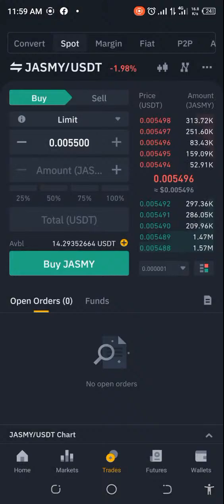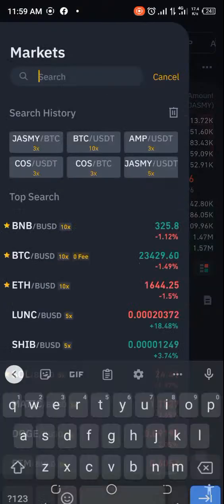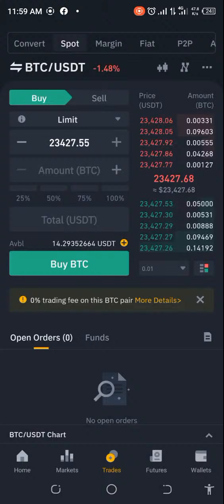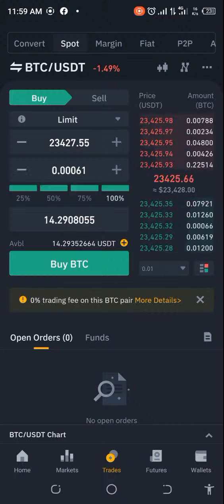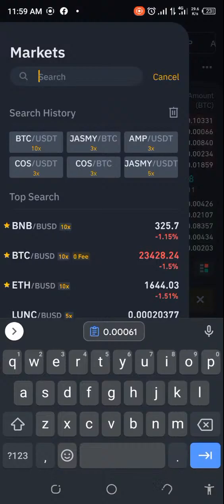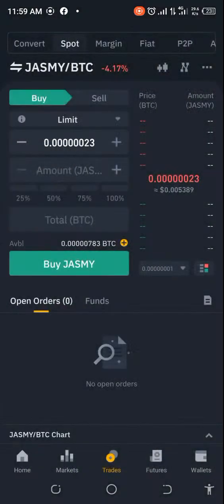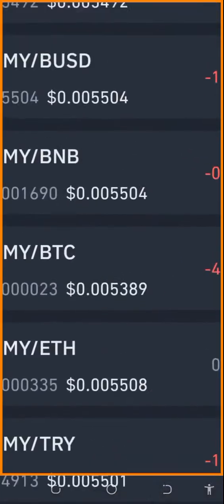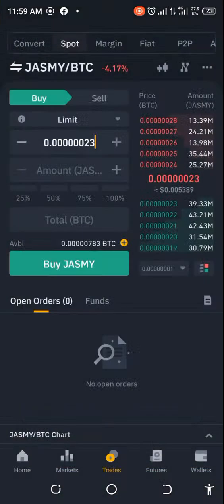So first of all, I'll have to buy BTC. It's important that we simulate first, right? Because that's going to help us know what we're doing. So I'm going to simulate this. Let's do 100%, and then let's see what we have is 0.0061. I'm going to copy that and go back to Jasmine BTC. Let's check again before we go ahead, just to be sure that everything is still intact. Nothing has changed. So we're going to click on that pair and put in the amount.